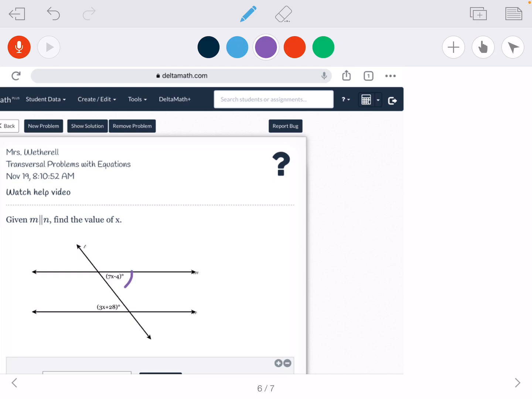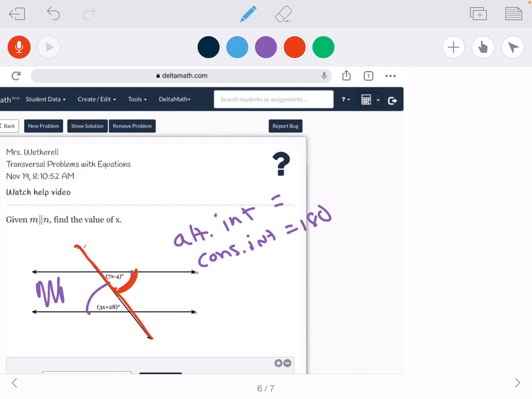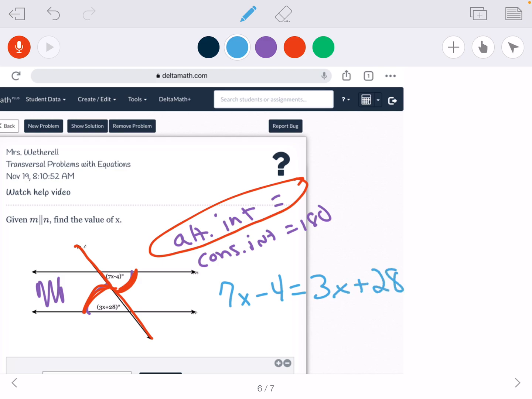Moving on to the next one that you have. Okay, both angles are in between, so it's going to either be alternate interior or consecutive interior. These would equal 180, these would equal each other. Looking at my transversal, my 7x minus 4 is on the right side of the transversal. My 3x plus 28 is on the left side. So they are alternate interior. So I set them equal to each other. So 7x minus 4 equals 3x plus 28. And then you solve for x. You can finish this equation out.